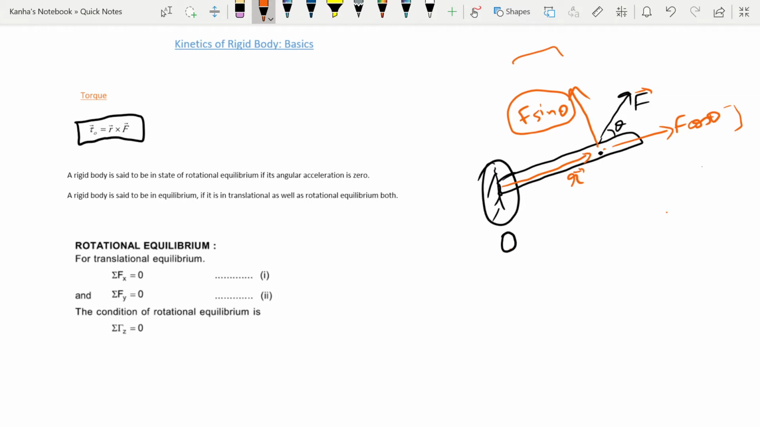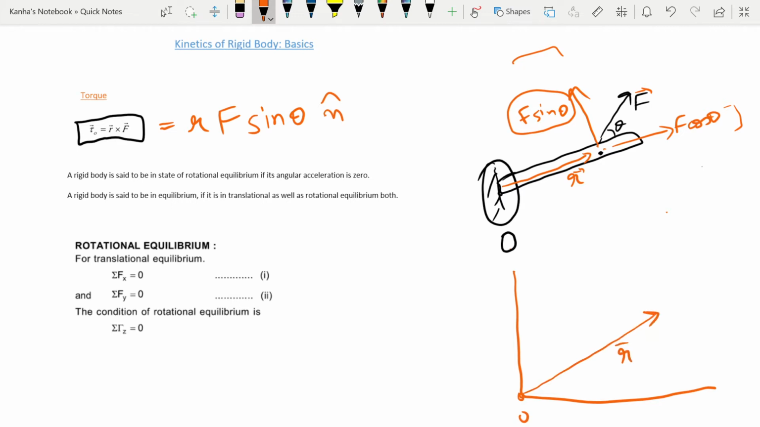So what you should keep in mind is that the magnitude of torque is given by r into the force applied into sine of theta, and it is directed along some direction n cap. Graphically also you can see the same thing. I have a point O, there is a radial vector r, and then you are applying force in some direction F. Now with respect to this direction, it's at an angle theta.